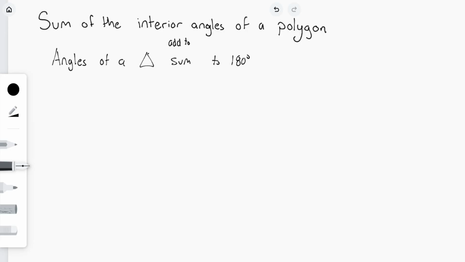The other thing that we need, the angle measurement of a circle, is 360 degrees. Using these two pieces, we're going to be able to derive where the formula to find the interior angle sum of a polygon comes from.